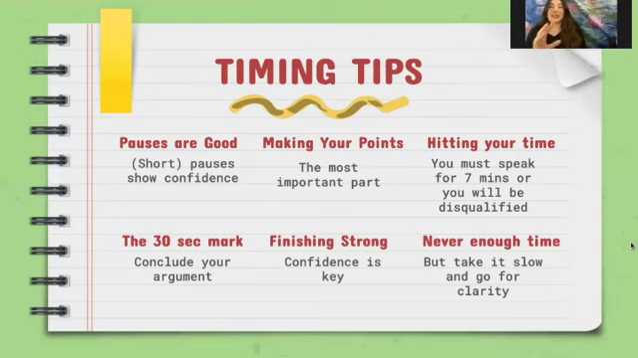Next, the 30-second mark. When you see that signal, this means that you have 30 seconds left on the clock and it is time to sprint. Conclude your argument as quickly as possible because if you go over time, you're going to get penalized and you don't want to lose points. You should always be able to be done before that timer goes off.